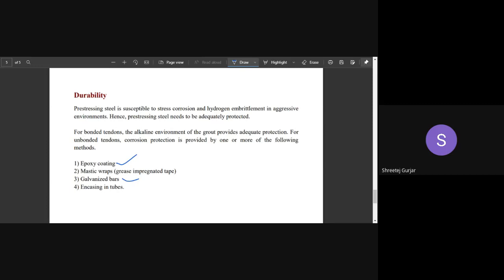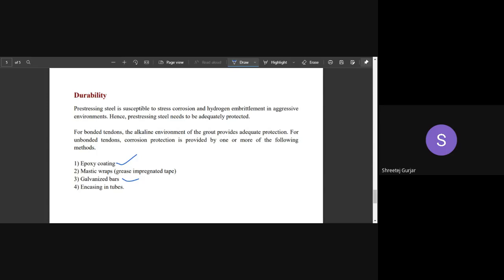Coming to our fourth method for protecting your unbonded tendons, that is encasing the tubes. We can encase our tube in some kind of protection, and then that can avoid corrosion, right? It can protect your steel from corroding. So these are a few methods wherein you can protect your steel from corrosion and from your aggressive environment. And these are for your unbonded tendons.